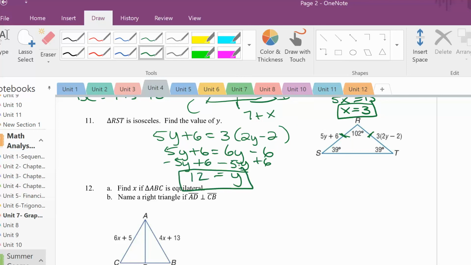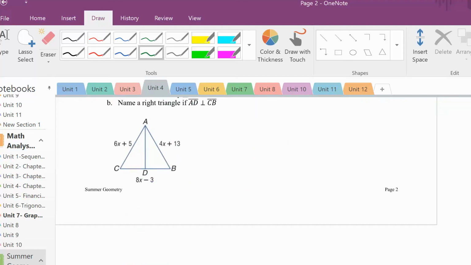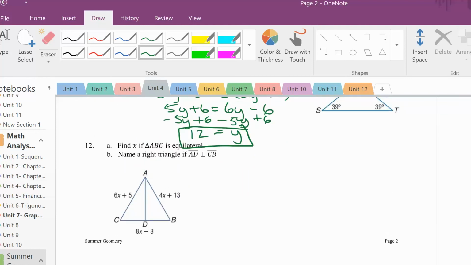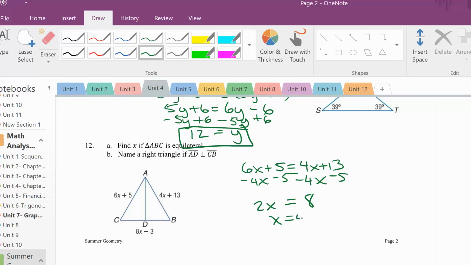All right, so then the last one here, find x if triangle ABC is equilateral, which means all three sides are equal. So we'll just set two of them equal, so 6x plus 5 equals 4x plus 13. Subtract 5, so you get 2x equals 8. So x equals 4. So that's the first part.